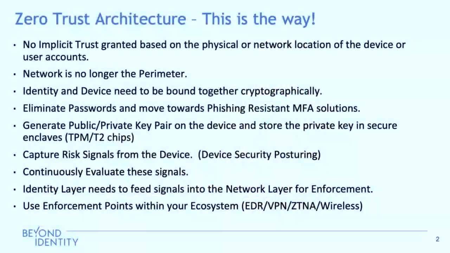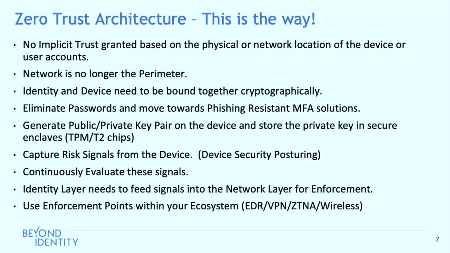You have to do the posturing on a continuous basis, which means you have to check the posture almost every 10 minutes, because I can authenticate and authorize at the time of authentication, but what if something changes? What if something comes into my network, into my device and turns off the firewall? I need to be able to detect that. So the key point to take away from this is that to achieve true zero trust, the identity layer needs to feed signals into the network layer and use the network layer for enforcement.